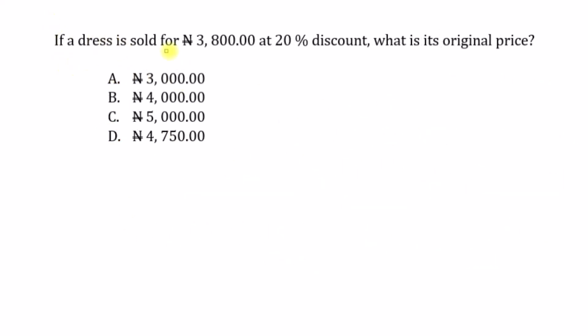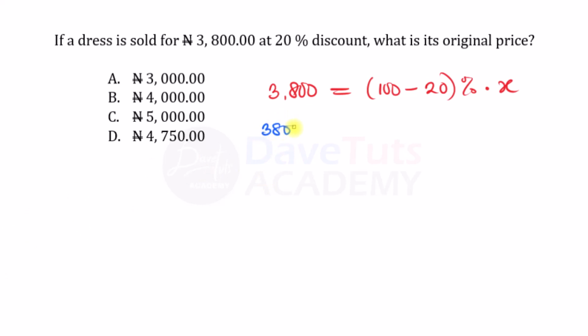In this question, we are told that if a dress is sold for 3,800 naira at 20% discount, what is its original price? So this means that 3,800 is the 20% discount of the original price, and that means it is 100 minus 20 of the original price. Let's call that X. Of course, I've been consistent with this. I think by now you should be able to grasp this very well. This is equal to 100 minus 20, which is actually 80. The percentage means over 100 of X.